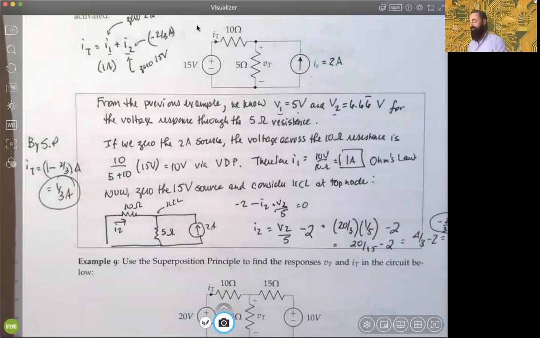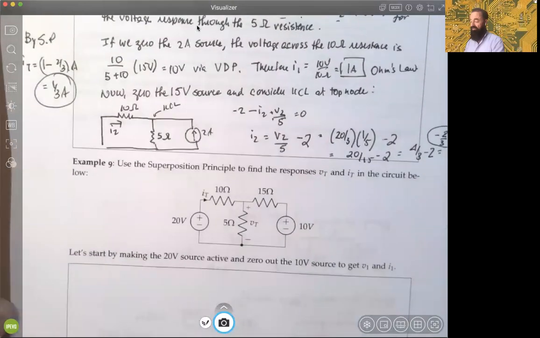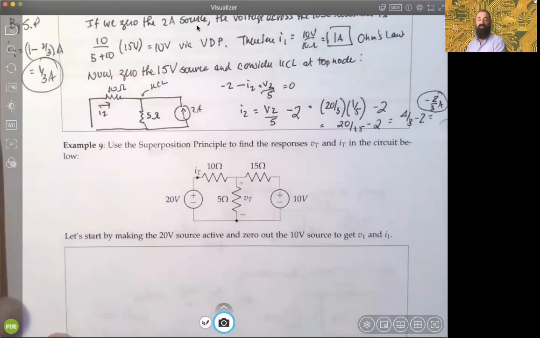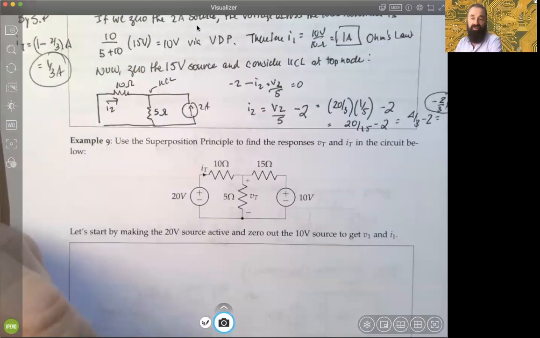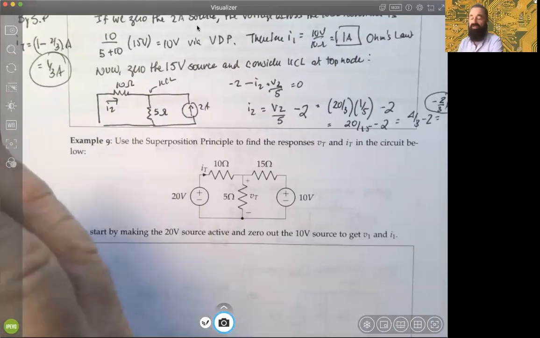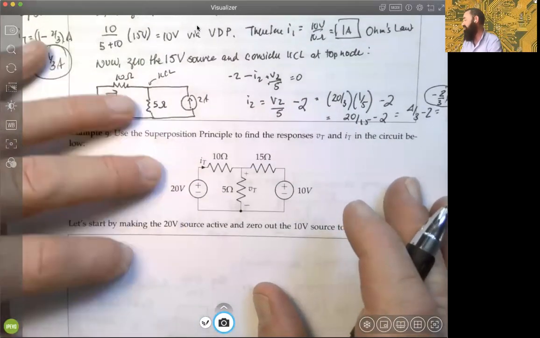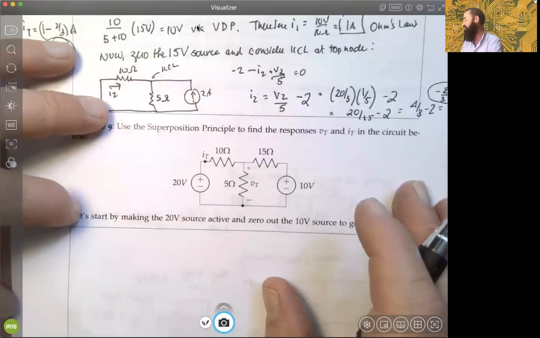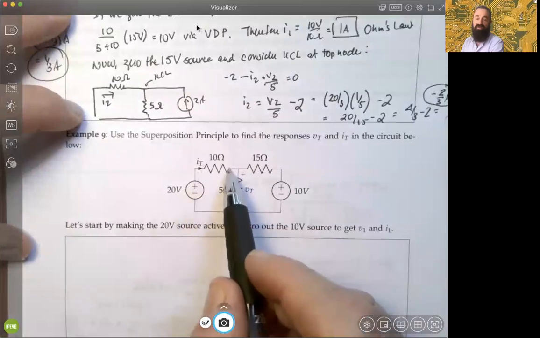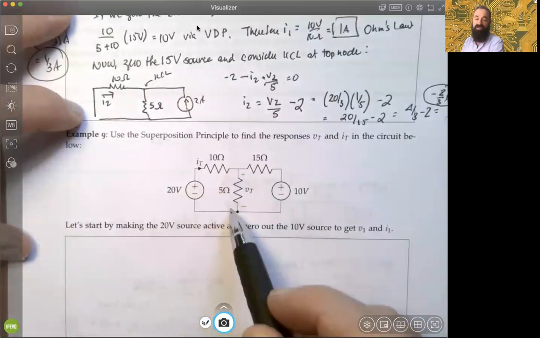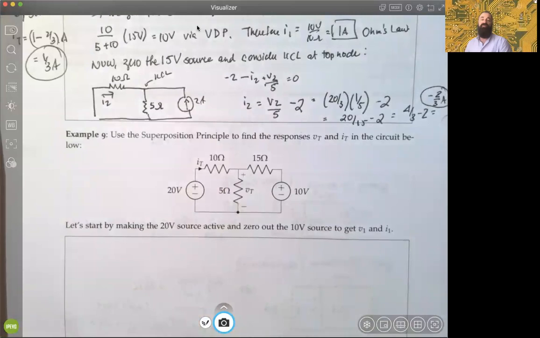So let's do it again, all right? Add a few more resistances here. In this case, we have 3. And this time, we will do the whole thing. We're going to look for a current and a voltage, but they're not associated with the same resistance, okay? So again, we're going to go through the process of zeroing things out as we need to. Our goal is to find the current through the 10 ohm and the voltage across the 5 ohm, okay?